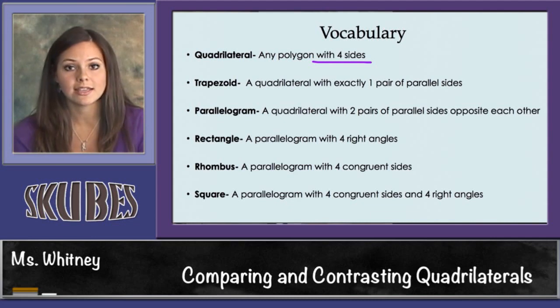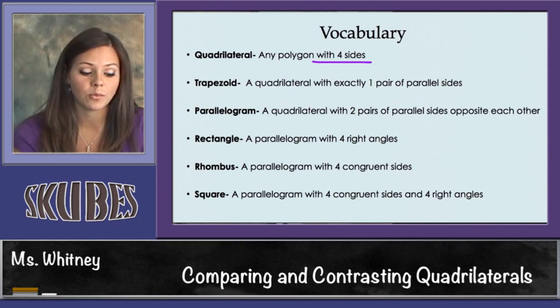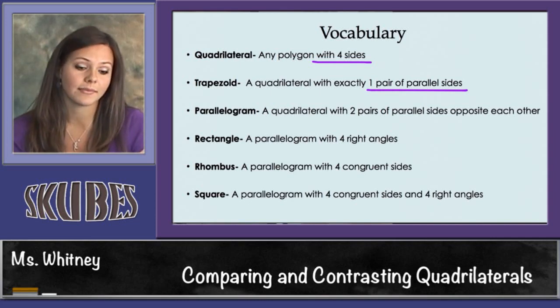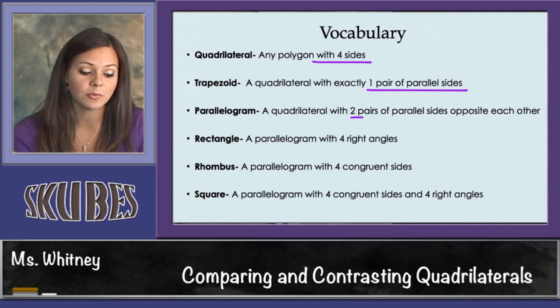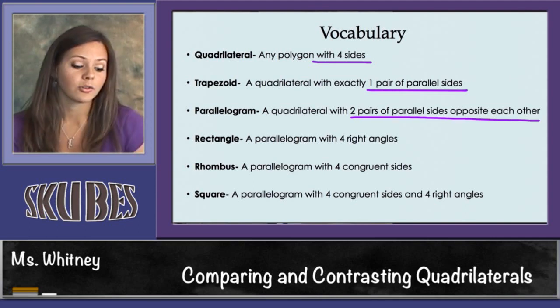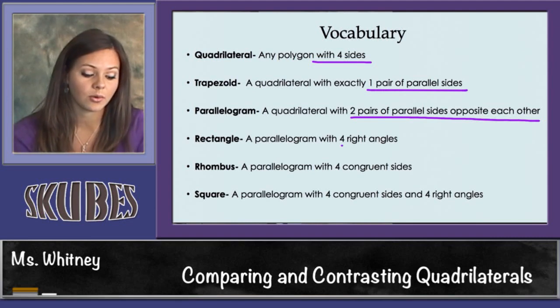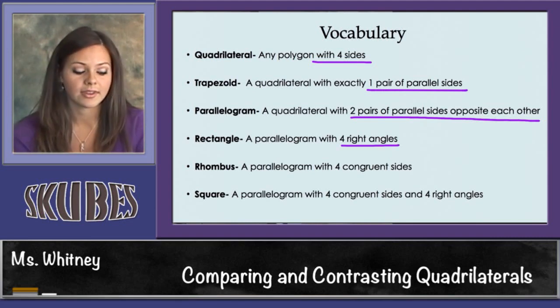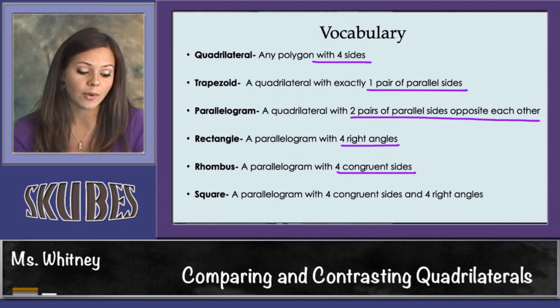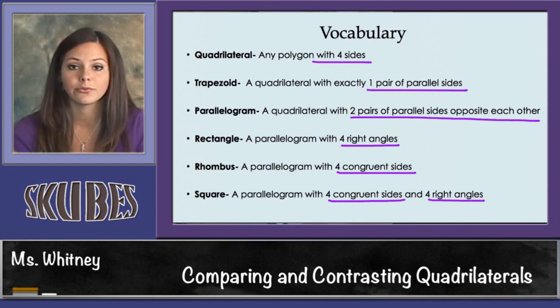A trapezoid is a quadrilateral with exactly 1 pair of parallel sides. A parallelogram is a quadrilateral with 2 pairs of parallel sides that are opposite each other. A rectangle is a parallelogram with 4 right angles. A rhombus is a parallelogram that has 4 congruent sides, and a square is a parallelogram with 4 congruent sides and 4 right angles. Let's look at some examples.